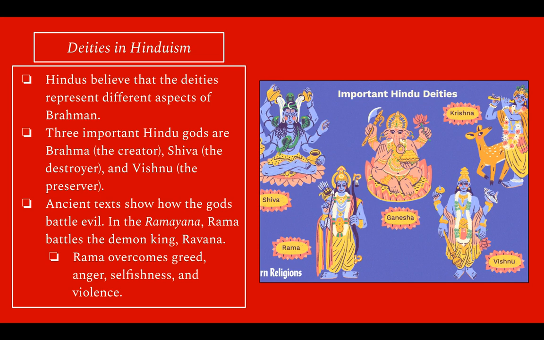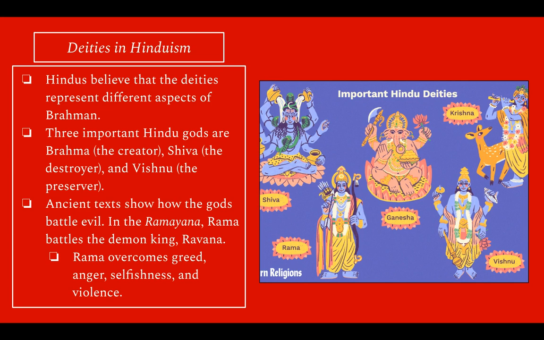And the ancient texts show how the gods battle evil. One important Hindu text is the Ramayana, where Rama, the main character, battles the demon king Ravana. Within this journey, Rama has to overcome things like greed, anger, selfishness, and violence. So it's just teaching lessons, right, within this story.